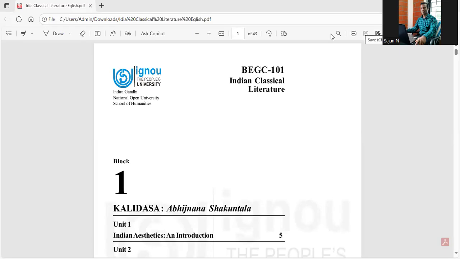So this chapter is BEGC 101, Indian Classical Literature. This is the paper name. In this paper, as the name suggests, we are going to learn more about Indian classical literature. So when you see a paper by the name Indian classical literature, you cannot expect anything from American classical literature or British classical literature. It is, of course, going to be the lessons from Indian classical literature.